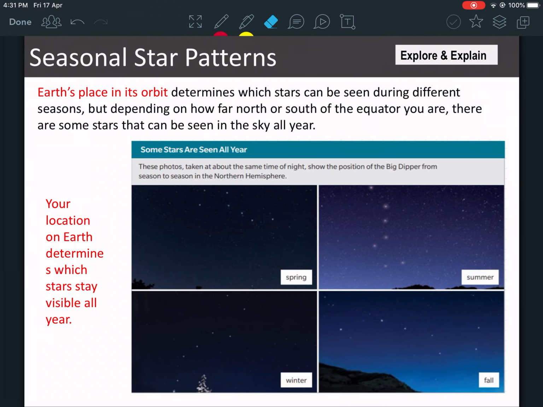Seasonal star patterns. Earth's place in orbit determines which stars can be seen during different seasons. But depending on how far north or how far south you are of the equator, there are some stars that can be seen all year. For example, your location on Earth determines which stars stay visible all year. Look at this. This is the Big Dipper from the northern hemisphere, but they can see it all year. In spring, they can see it this way because of the Earth's location. In summer, they see it that way. In fall, it's this way. In winter, it's that way.